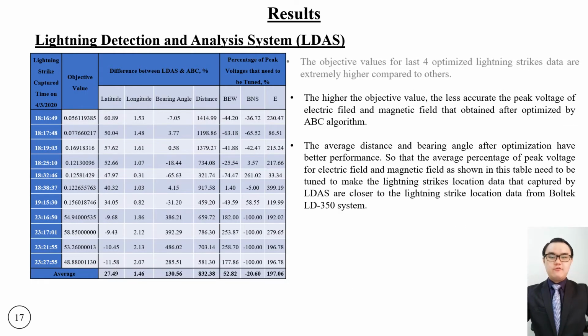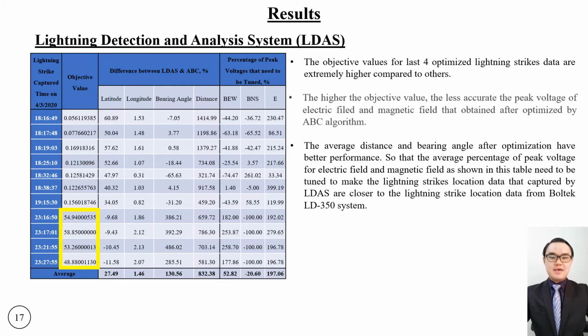The objective value for the last 4 optimized lightning strike data is extremely high compared to the others. The higher the objective value, the less accurate the peak voltage of the electric field and magnetic field obtained after optimization by the ABC algorithm. The inaccurate peak voltage of the electric field and magnetic field will cause the abnormal difference in latitude and longitude for the lightning strike location after optimization.